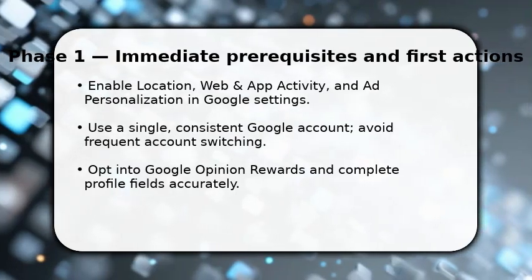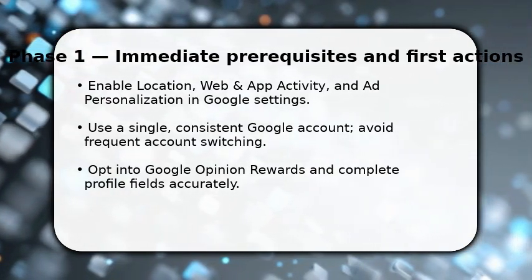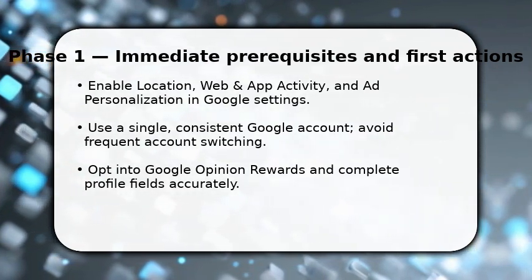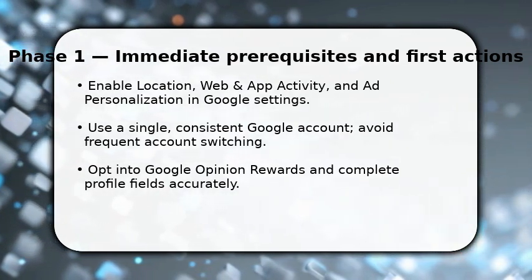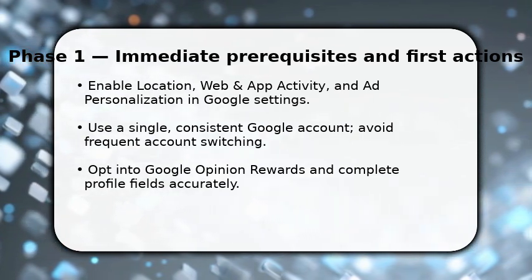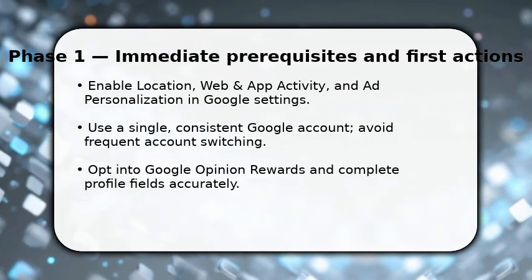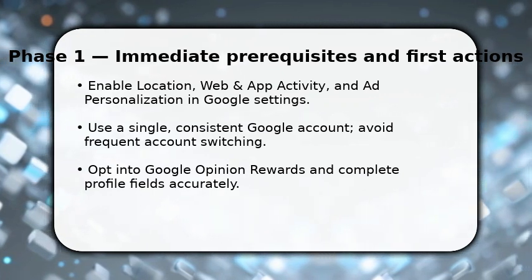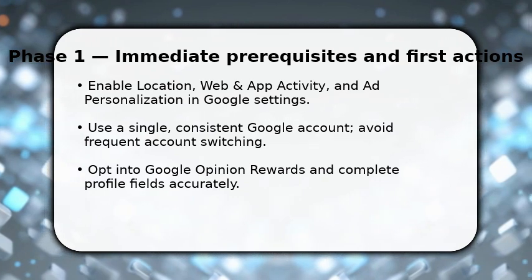You start by making the right signals: enable location, web and app activity, and add personalization so Google can match surveys to you. Next, use one consistent Google account for this purpose. Frequent switching fragments your profile and reduces invites. Once done, open Google Opinion Rewards and complete every profile question honestly. Provide accurate age, gender, language, and interests so the algorithm knows when to send you surveys. These initial steps increase relevance and frequency very quickly.